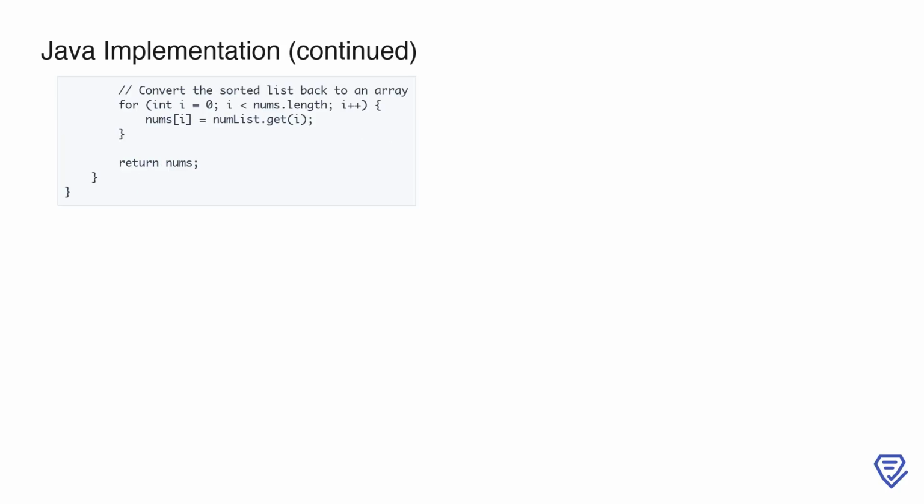After sorting the list, we need to convert it back into an array to match the expected return type of the function. We use a simple for loop to iterate through the sorted list, assigning each element back to the respective position in the original nums array. This ensures that the sorted order is reflected in the output array. Finally, we return the modified nums array, which is now sorted by the specified criteria, first by frequency in ascending order and then by value in descending order for elements with the same frequency. This completes the implementation of the frequencySort method, providing an efficient and clear solution to the problem.